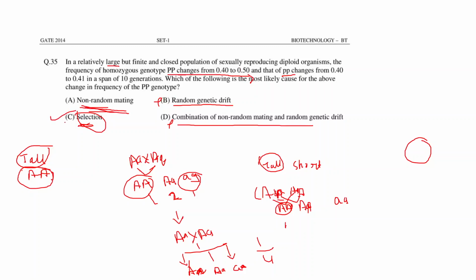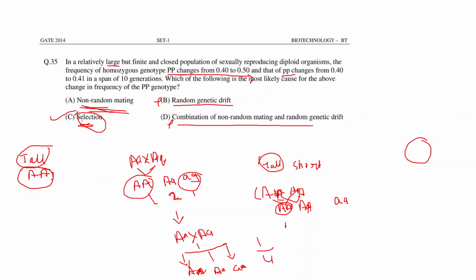Got it? Selection will be the correct answer, because in the non-random mating condition, when you have selection pressure, the heterozygous is more affected, not the homozygous one. And random genetic drift is not possible because the population size is very large. The combination of both is also not possible. And the last option is option C, that is selection.